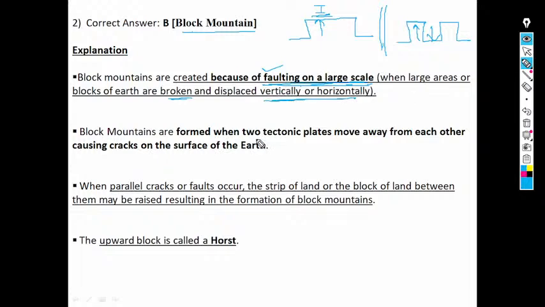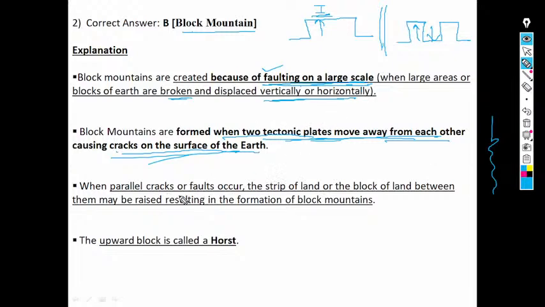Block mountains are formed when two tectonic plates move away from each other, causing cracks on the surface of the earth. The same thing happened with your block mountain in Germany, right?